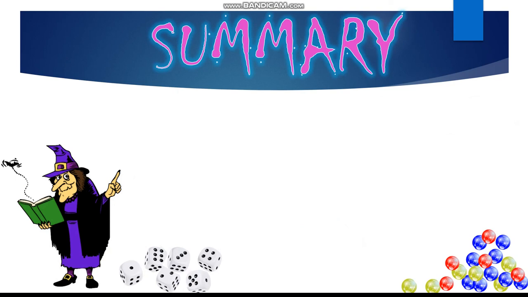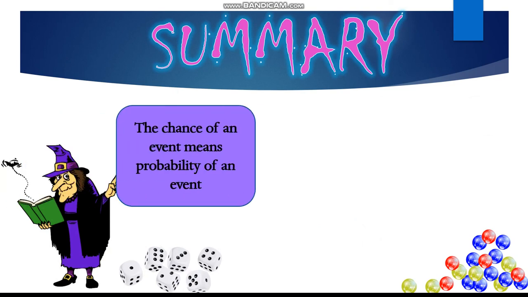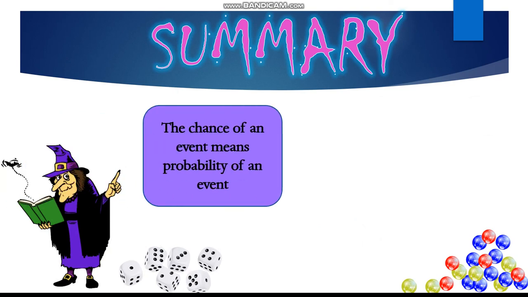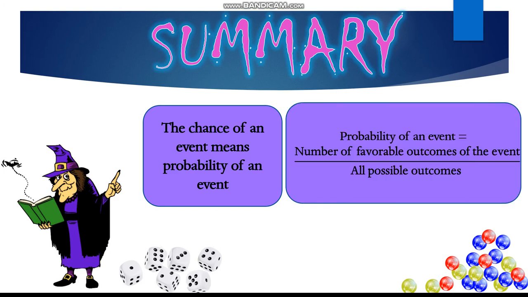Let's make a summary of what we learned. We learned that the chance of an event means the probability of an event. And we also learned that the probability of an event equals the number of favorable outcomes of the event over all possible outcomes. It's just like that.